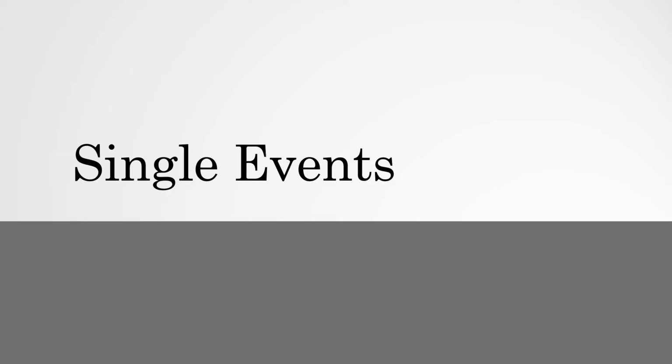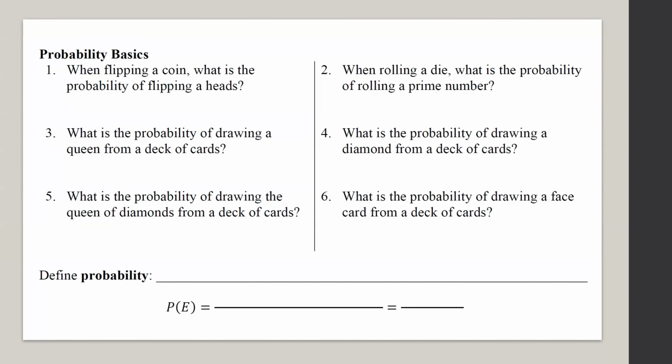We're going to start our probability unit with single events. So, basics of probability. When flipping a coin, what is the probability of flipping a heads? Well, on a coin, there are two different sides. It's either going to be heads or it will be tails. So when you flip a coin, the probability is heads, 1 out of 2, which is equal to 0.5.